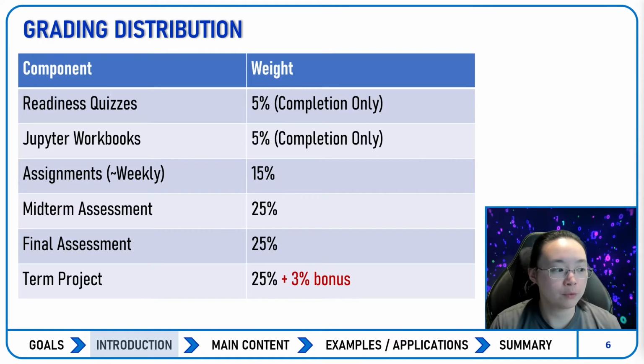The next few key deliverables are all worth numerical grades. So assignments, they're going to take place on an approximate weekly basis. There will be no assignments during breaks, holidays, or during the weeks of the midterm and final assessment. So the 15% of the assignments will be split up between however many assignments we have. The midterm assessment and the final assessment are 25% each.